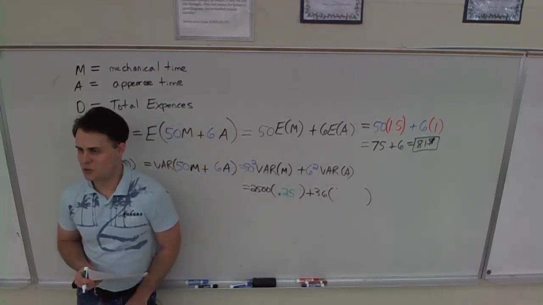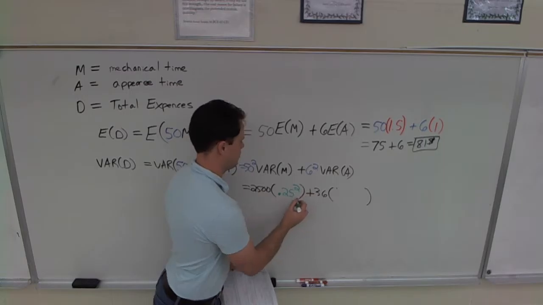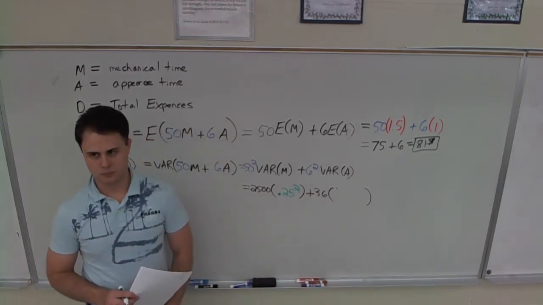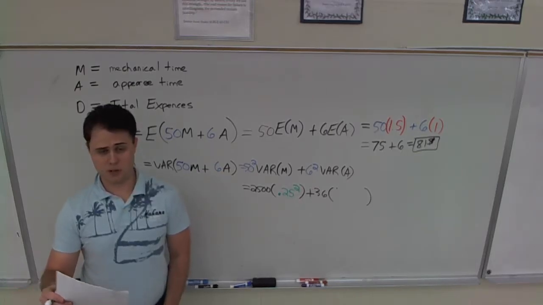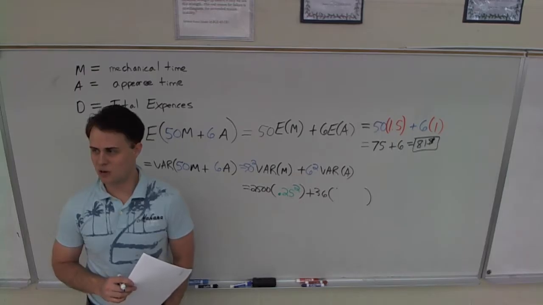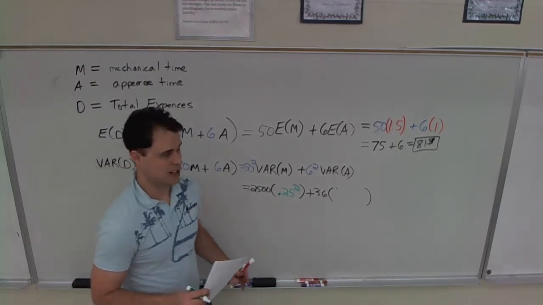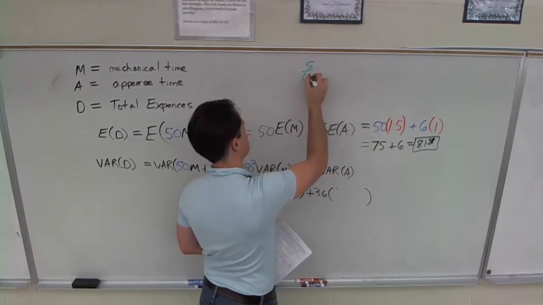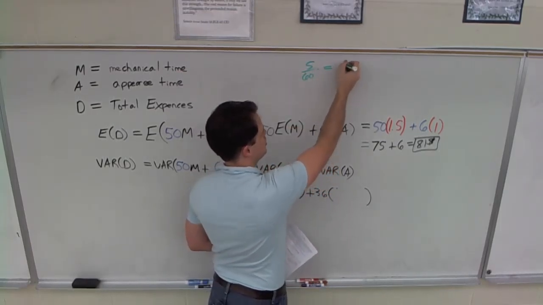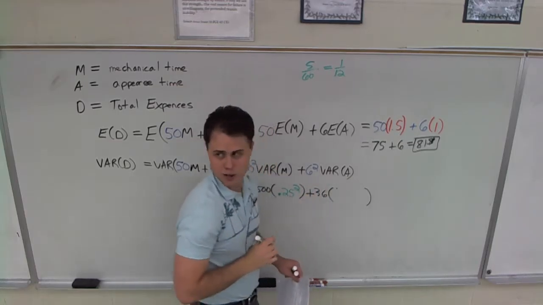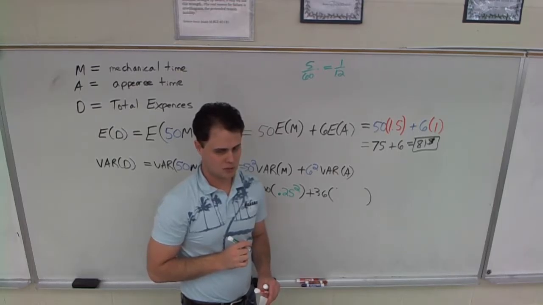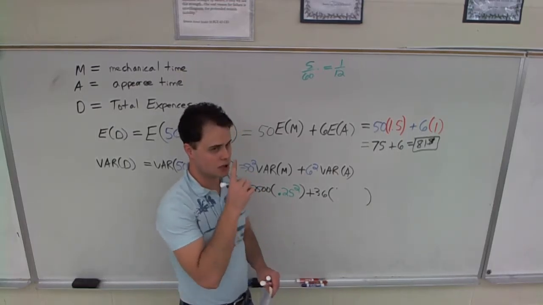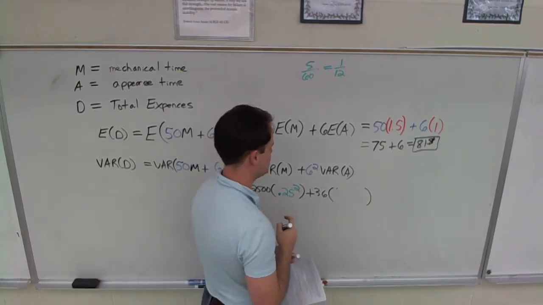Except I've got to do something else. That's the standard deviation, so I've got to square it. For the appearance time, the standard deviation was 5 minutes. What's that in terms of an hour? 5 divided by 60 is 1/12. Yeah, 5 goes into 60 12 times. Okay, so it's 1/12. So what number do I need to put in here?